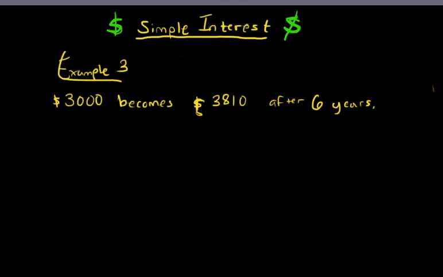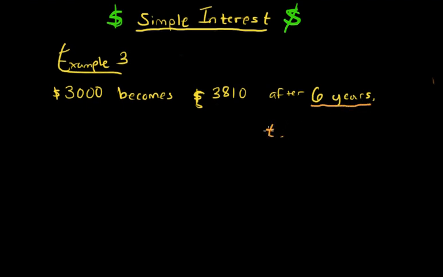So let's focus on some things that we know. Okay, we know the time. Time is equal to 6. Okay, so we know that part. Well, we know what it started as. It started as 3,000, so that's the P. P is 3,000.